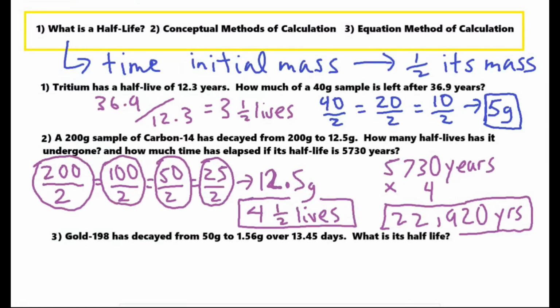All right, going to our last one, we have gold 198 that has decayed from 50 grams to 1.56 grams over 13.45 days. What is its half-life? All right, so we're going to take some pieces from our previous questions and go ahead and work this one out. Again, when you typically have the initial and final mass, you basically just work your way from the initial to final mass to see how many times you're going to have to split that thing in half to get to your final mass. So let's go ahead and do that first.